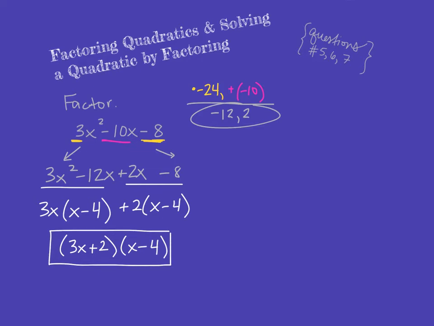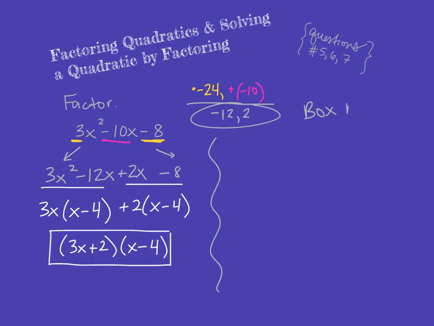Now factoring is just reverse multiplication, so if you multiplied this out through FOIL, or if you just think about it as just distributing, you will get back to this original quadratic. Let's do the box method real quick. The box method, the first step is the same.